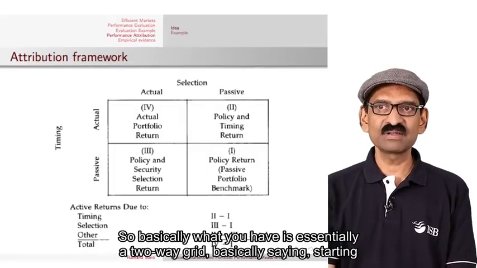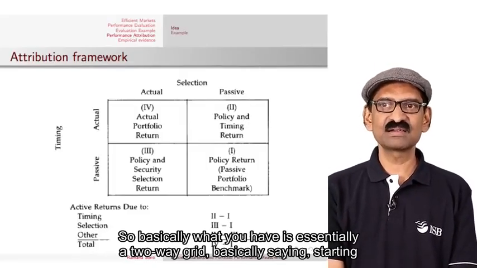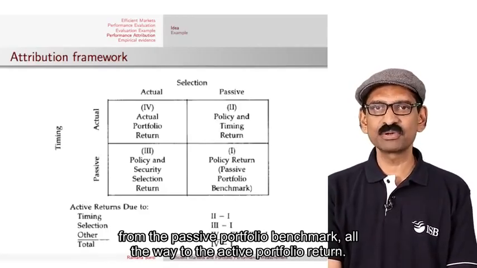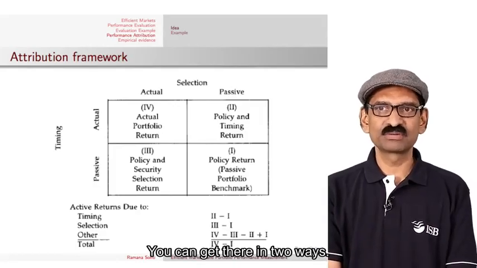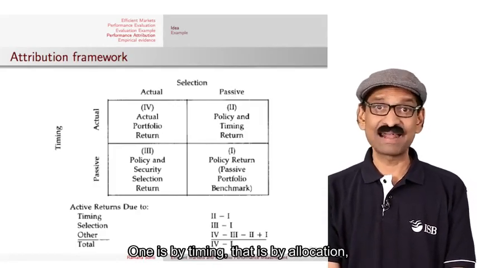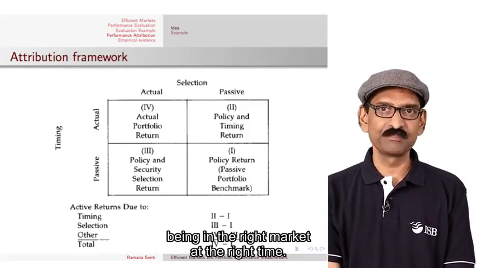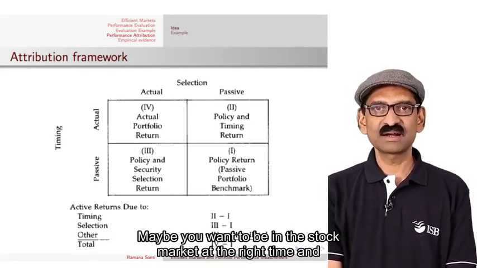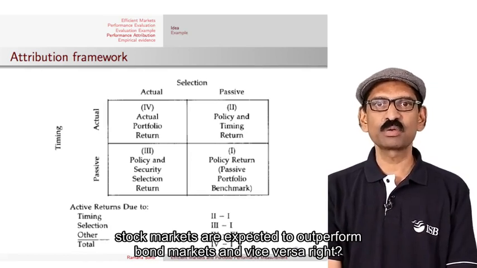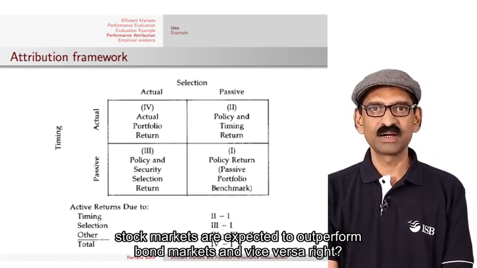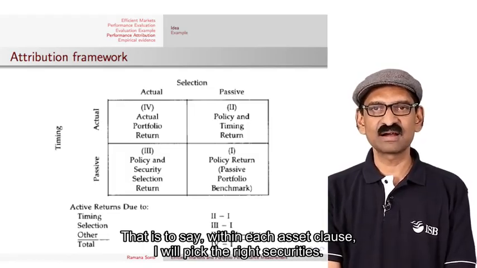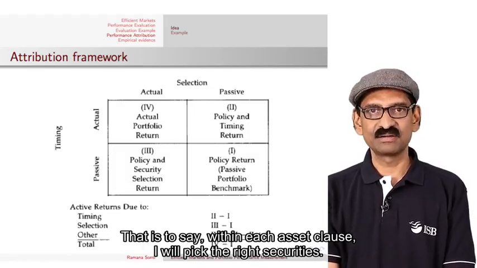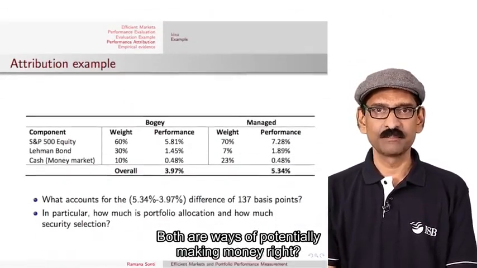So basically what you have is essentially a two-way grid, starting from the passive portfolio benchmark all the way to the active portfolio return. You can get there in two ways. One is by timing, that is by allocation, being in the right market at the right time. Maybe you want to be in the stock market at the right time when stock markets are expected to outperform bond markets and vice versa, right? The other way to make money along the horizontal axis here is by selection. That is to say, within each asset class, I will pick the right securities. Both are ways of potentially making money, right?